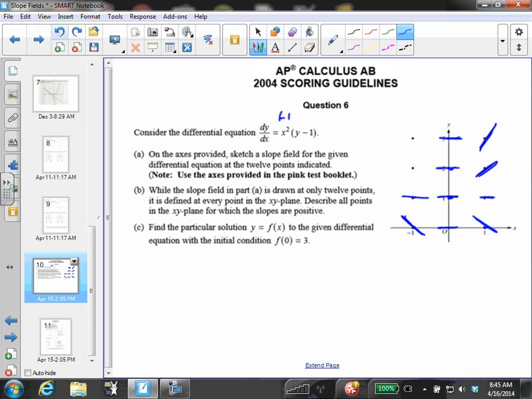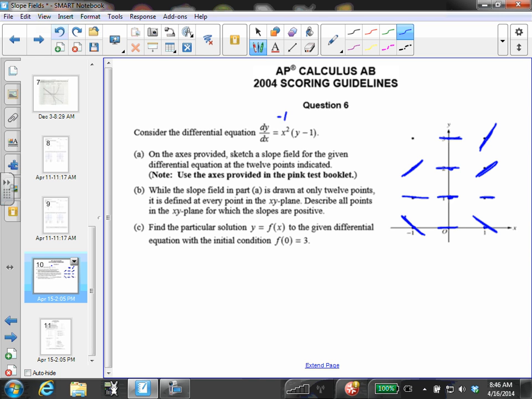So negative 1 squared times 2 minus 1 will be 1 times 1. So it's going to have a slope of positive 1. And then the last one that I actually need to draw out is at negative 1, positive 3.